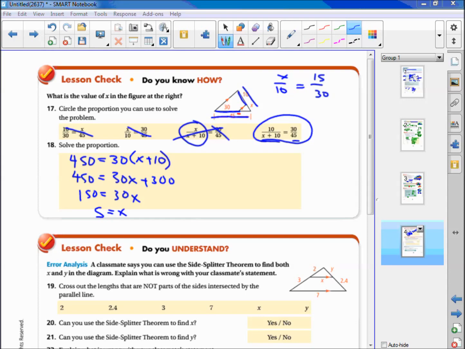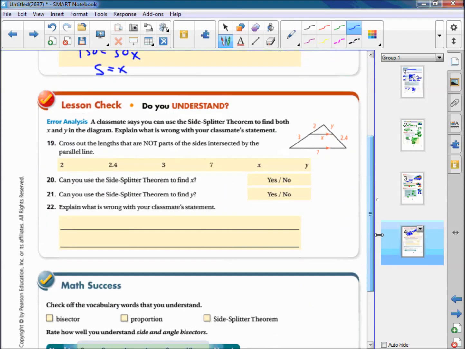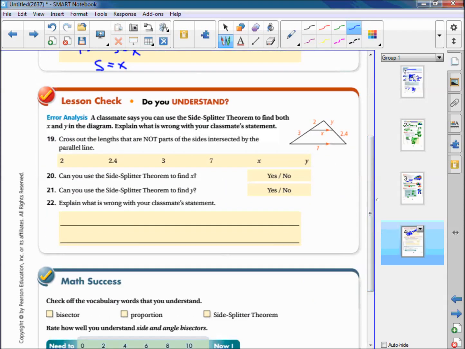All right, then our second part of the lesson check down here is a Do You Understand? A classmate says you can use the side splitter theorem to find both x and y in the diagram. So y is on the transversal, but x isn't on our transversal. X is that extra segment drawn into the triangle. We didn't learn anything about that. So explain what is wrong with your classmate's statement.